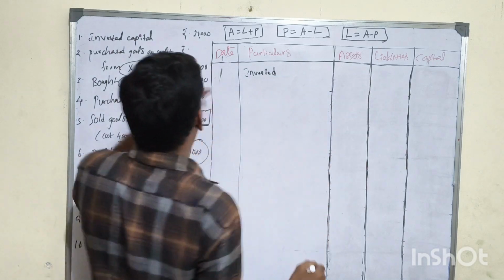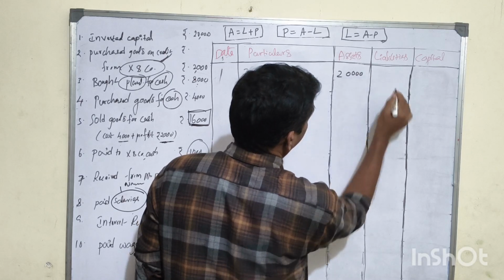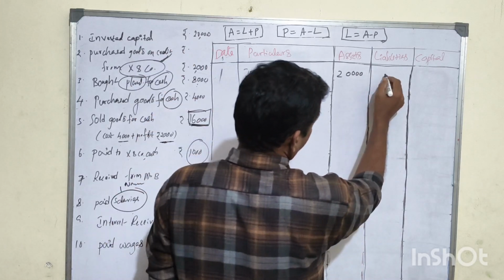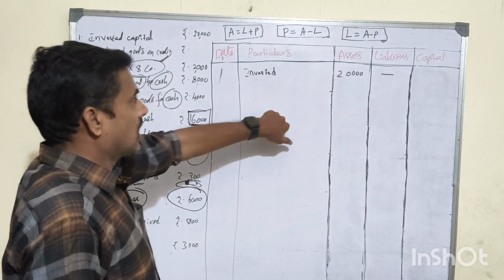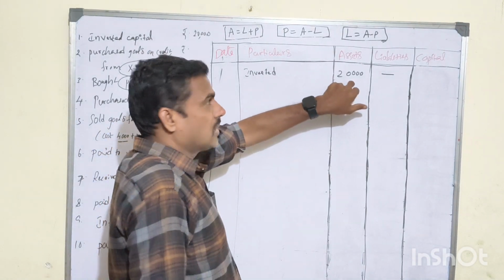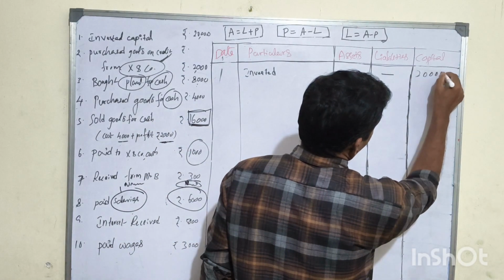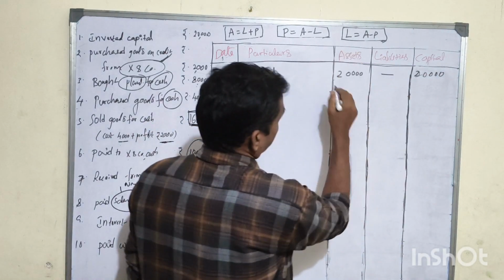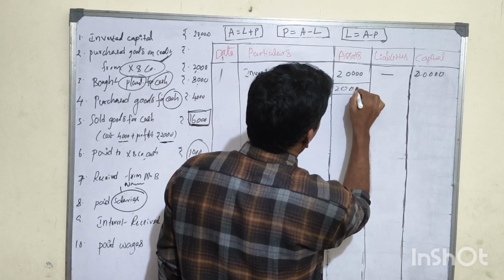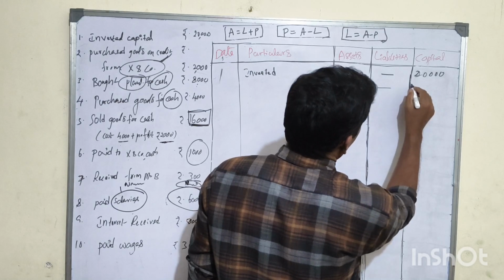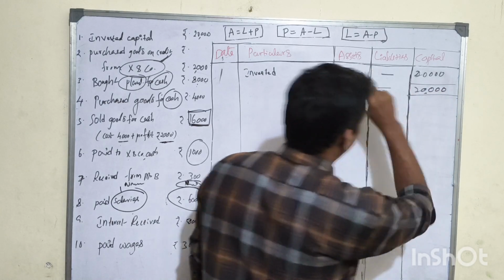Invested rupees, how much? 20,000. Assets are increasing. There is no liability impacted. As per the entry, cash account debit to capital account. Cash is an asset, so assets increased. Capital, let's record it, 20,000. Good. Now revise it. What is the total? Assets 20,000, there is no liability, and total capital is equal to 20,000.